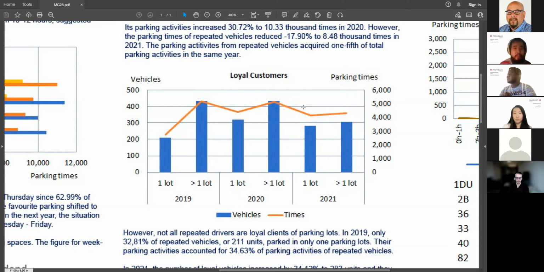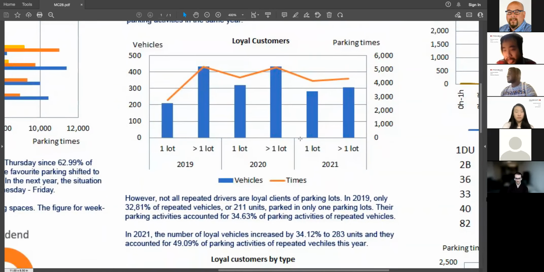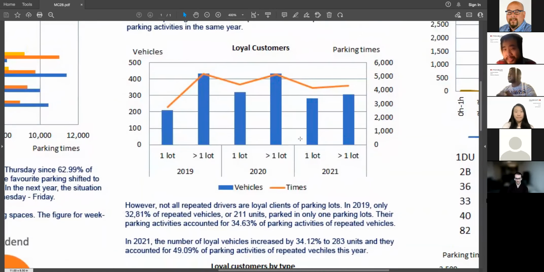However, we want to take a look further. We want to see whether they are loyal to the parking lot or not. So we divide into two situations. The first is the people who park in only one lot, and the other group is the people who park in more than one, from two and above.